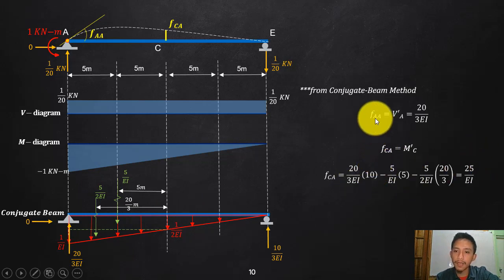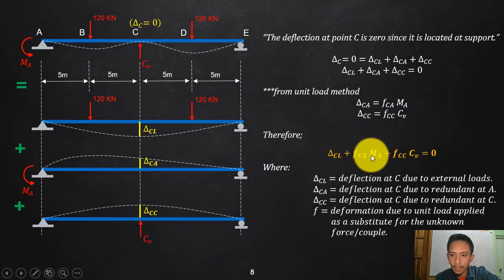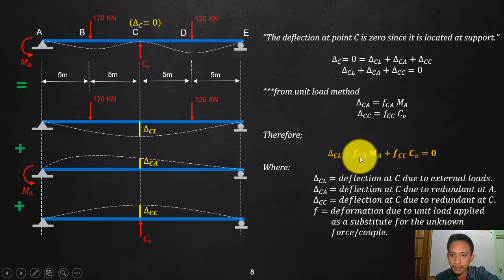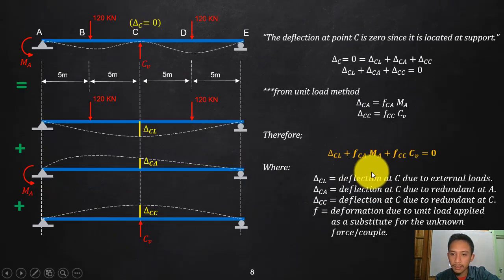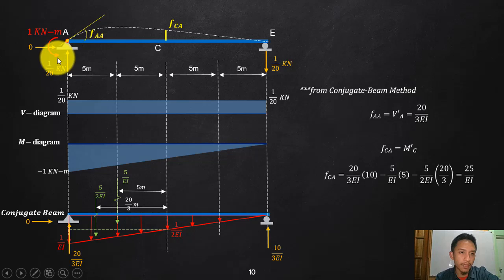Now I have your FAA, FCA. So you have those now in your equations, FAA and FCA. Those are the partners of my MA. Why? Because I get those by applying a unit moment in place of your MA.